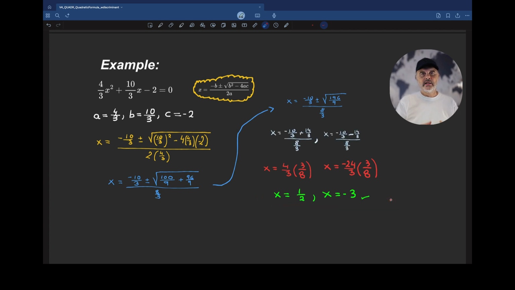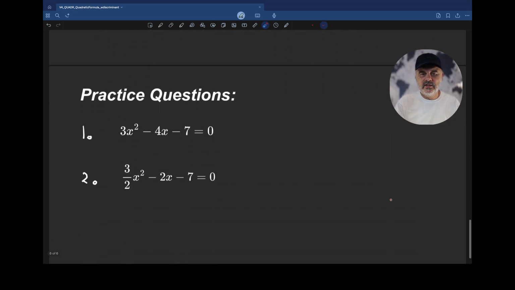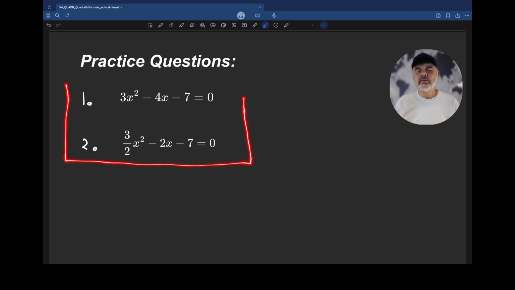So hopefully, by watching this video, you have learned how to use the quadratic formula. And when we talk about quadratic functions, we explain how that formula was developed. But for now, learn how to use it, how to apply. And you cannot leave the questions just by watching a couple examples. You always implement your learning by doing practice questions.